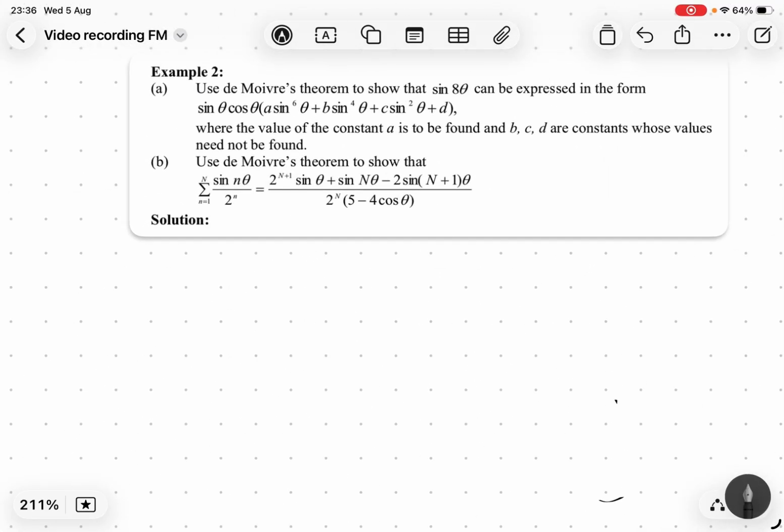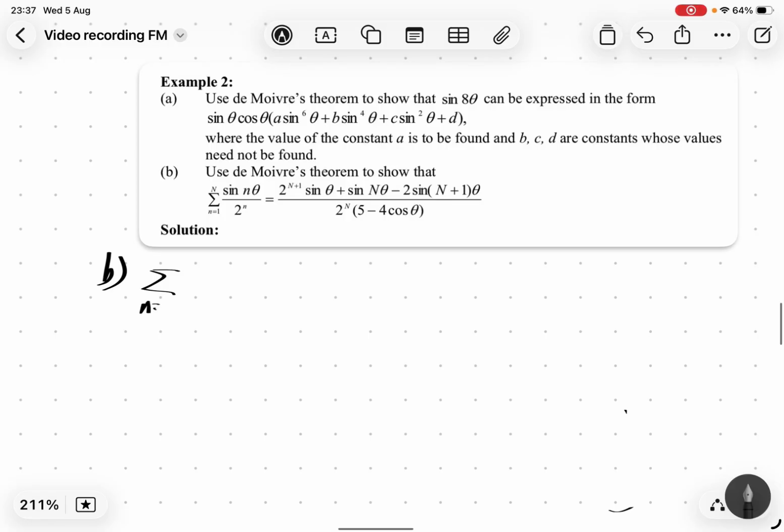Okay, let's look at this. Show that the summation of sine n theta over 2 power n equals this expression. Okay, we need to show this equals to this.